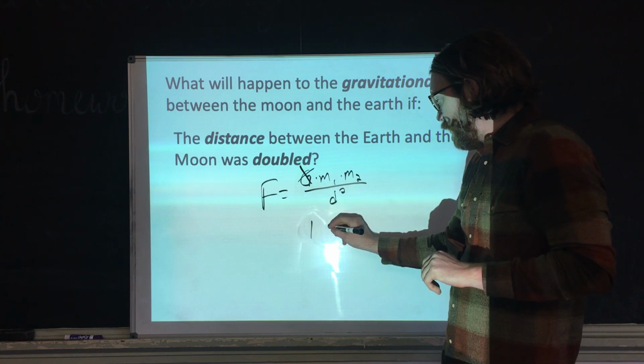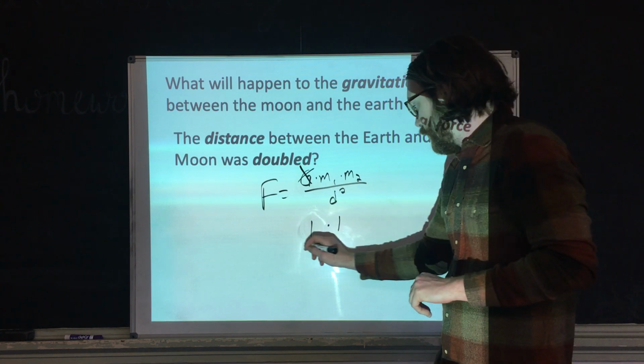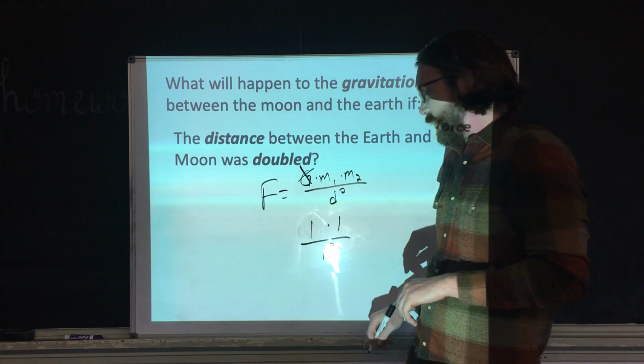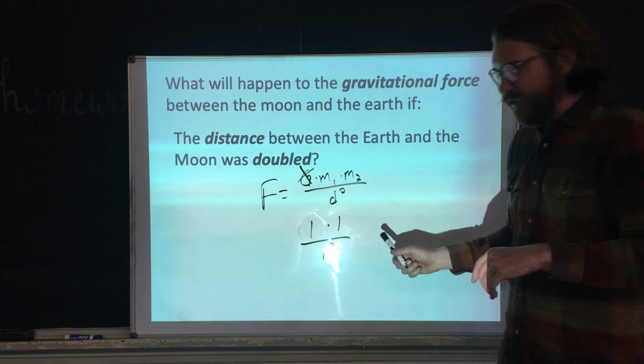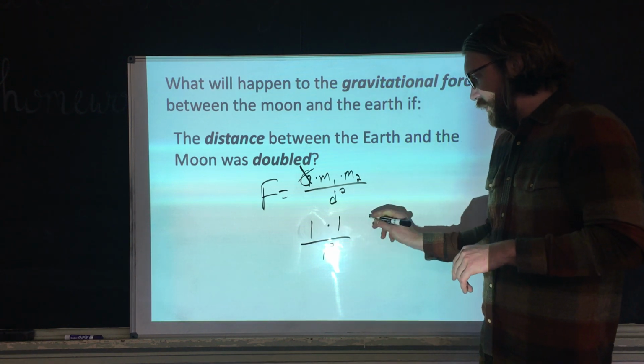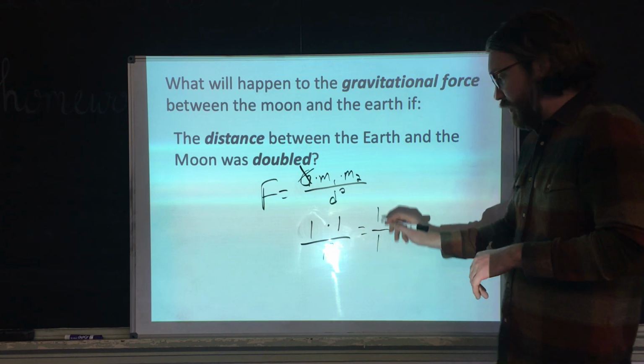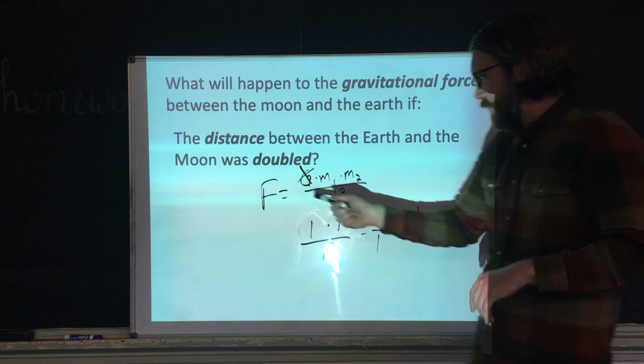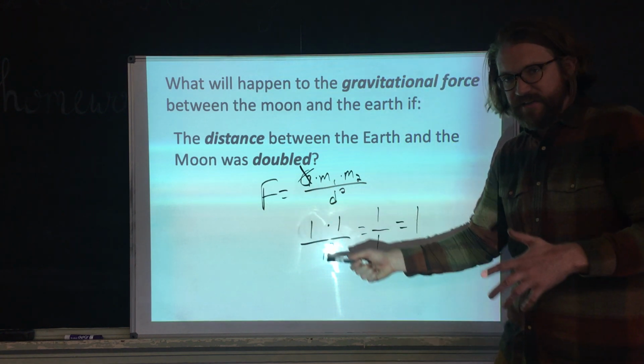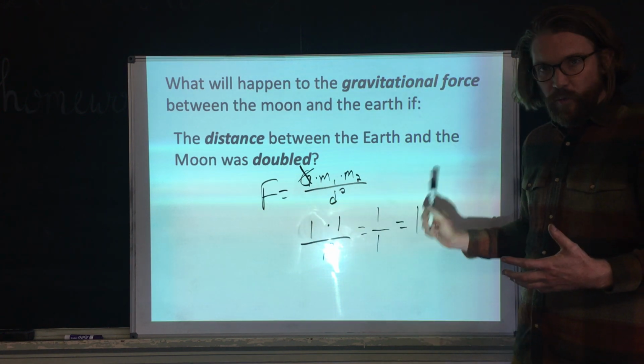Mass 1 is 1. Mass 2 is 1. And we're going to say the distance is 1 squared. You can bust out your calculator if you want to see this, but 1 times 1 is 1. 1 times 1 squared is 1. And 1 divided by 1 is 1. So our force, when everything is set to equal, is equal to 1.